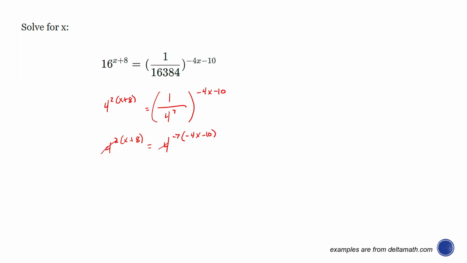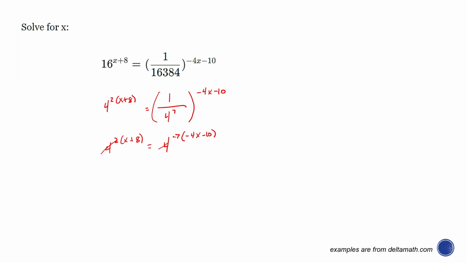We can disregard the bases and go on to solve for x. So this is 2 times x plus 8 equals negative 7 times negative 4x minus 10. Distribute the 2. This will be 2x plus 16. Distribute the negative 7. This will be 28x plus 70.